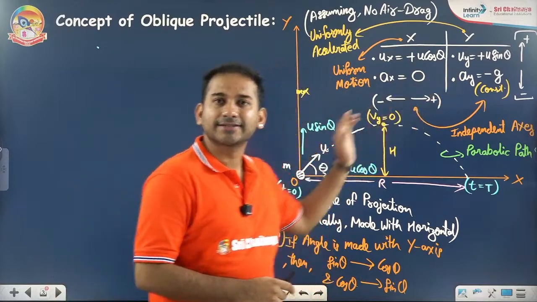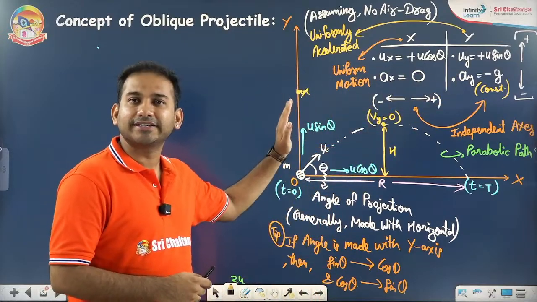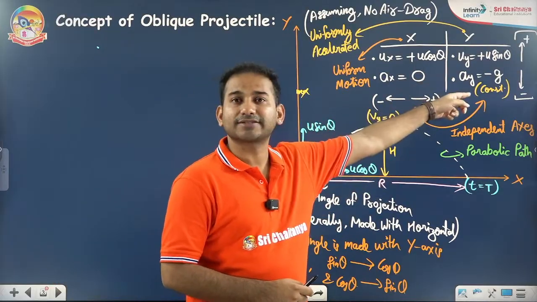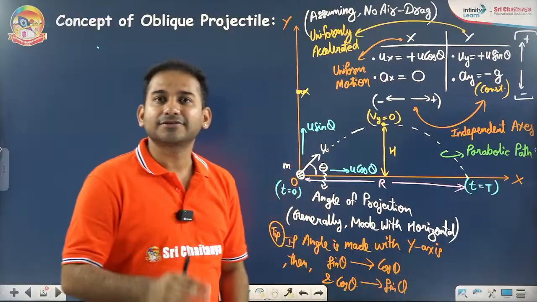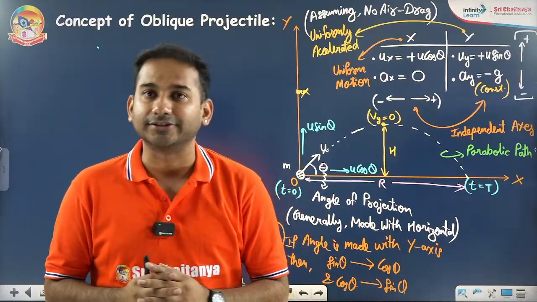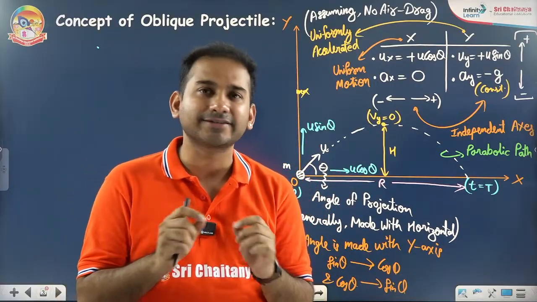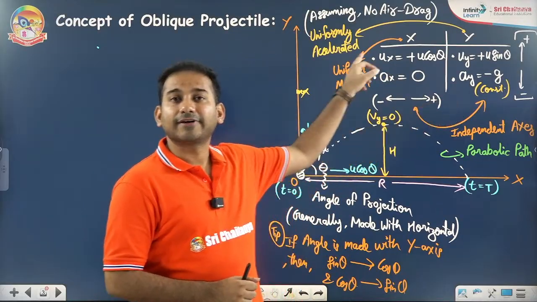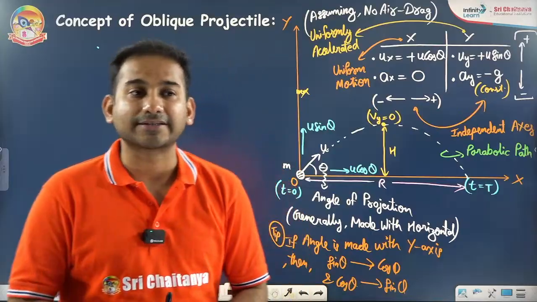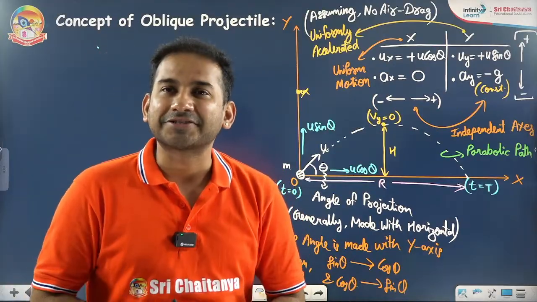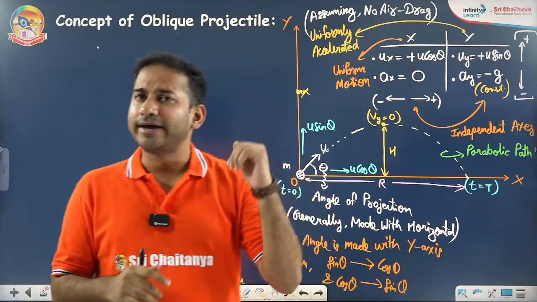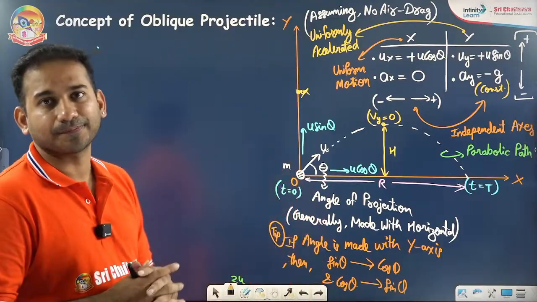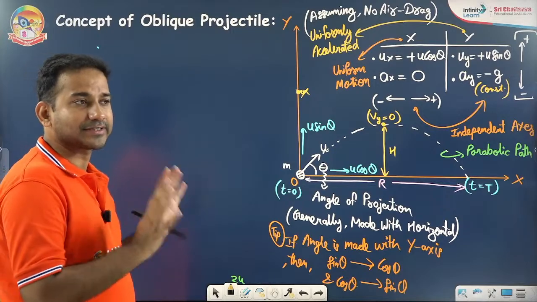Whereas in the y-axis, the initial velocity is u sin theta. The acceleration is due to gravity downwards, so that's why it is minus. Acceleration is considered to be constant here near the Earth's surface, gravity is considered to be constant. So in that case, the y-axis motion will be uniformly accelerated motion. X-axis motion will be uniform motion. Y-axis motion by nature will be uniformly accelerated motion. Alright, I think this much is clear.